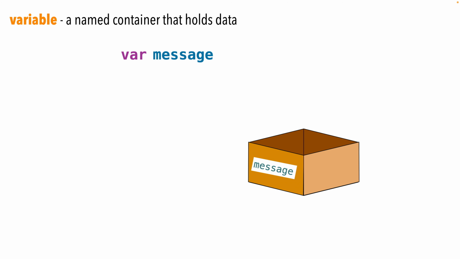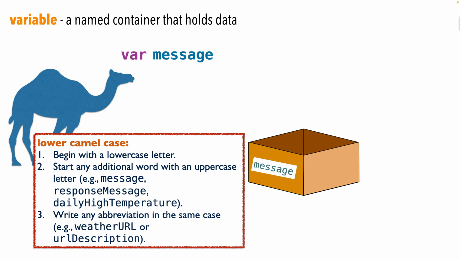This means that variables should start with a letter, they shouldn't contain any spaces, and they should be entirely in lowercase unless the variable contains one or more words, and then each subsequent word should be capitalized. So we might name a variable message, all lowercase, or responseMessage, one word, no spaces, but with the letter M capitalized.